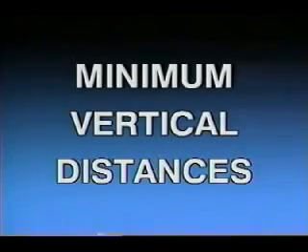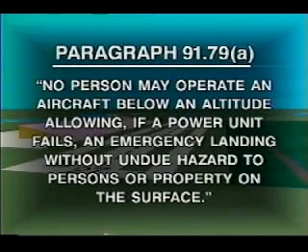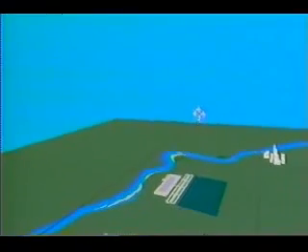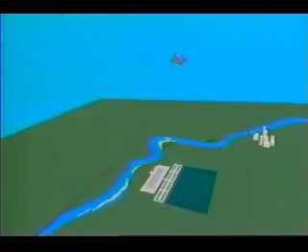The one regulation that will not be waived, paragraph A of Section 91.79, states that no person may operate an aircraft below an altitude allowing, if a power unit fails, an emergency landing without undue hazard to persons or property on the surface. Paragraphs B and C of Section 91.79 governing minimum safe altitudes over congested areas, open water, and sparsely populated areas may be waived depending upon specific conditions.